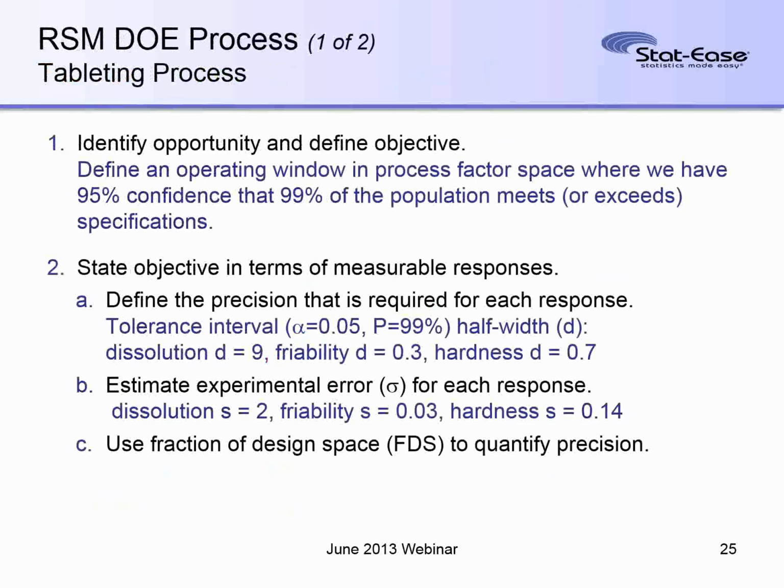So for setting a design space, the goal for the design space is to define an operating window given your process factor space where we have 95% confidence that 99% of the population meets or exceeds specifications.